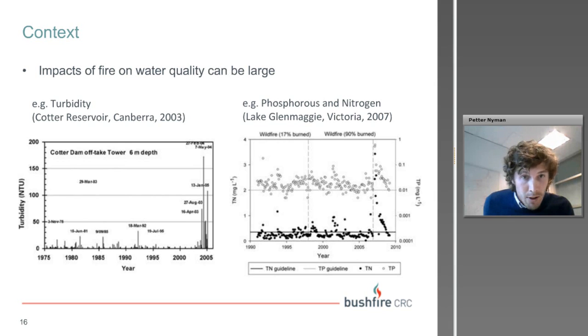And the black dot there is the nitrogen, and the clear dots is the total phosphorus content in the water entering Lake Maggie. And you can see there in the data that's shown that the area burned is really important. So in the 1998 wildfire, there's hardly an impact at all. But then in 2007, both nitrogen and phosphorus increased to well above the guidelines for water quality in fresh water set by Australia and New Zealand standards.